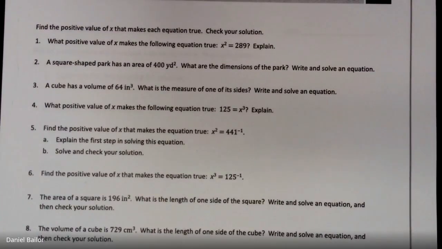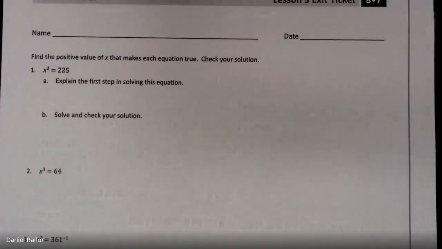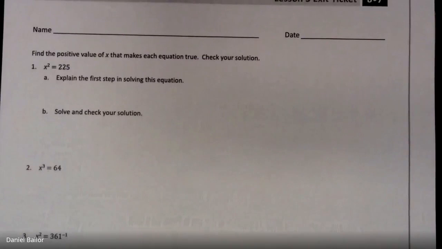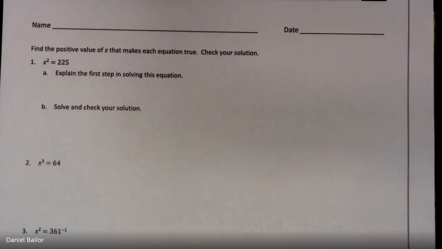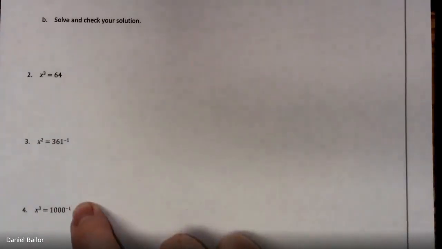When you feel confident you know how to do this, you go back to the exit ticket that was on page 29, and there are 4 questions with 4 different equations that you need to solve using square roots or using cube roots. And there's even some with the -1 exponents that you need to turn into fractions.